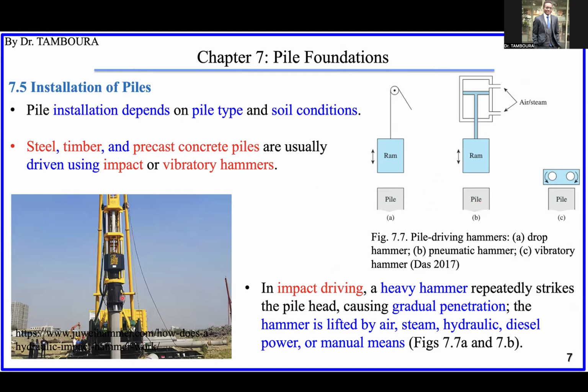This is a photo of an example of the impact driving method. You see the hammer here. It is lifted up and dropped, or sometimes even pushed, to hit the pile head. And there are different means of lifting the hammer. This is a diagram and this is a photo. So the impact driving is simply like that.